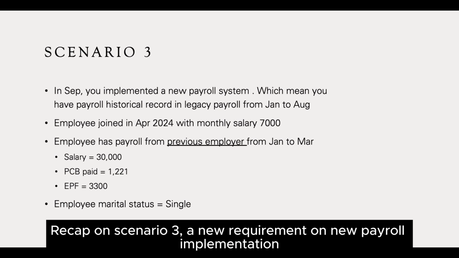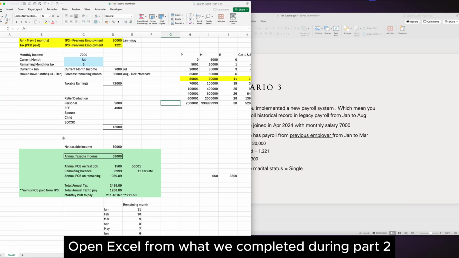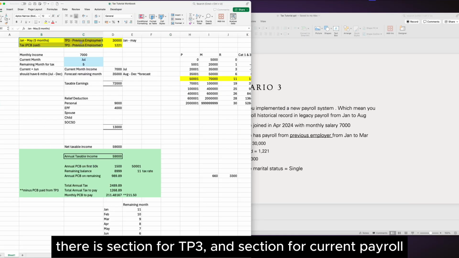Recap on scenario 3, a new requirement on new payroll implementation, which means the user will have to migrate past payroll into the new system and ensure accuracy in tax calculation. Open Excel from what we completed during part 2. There is a section for TP3 and a section for current payroll.